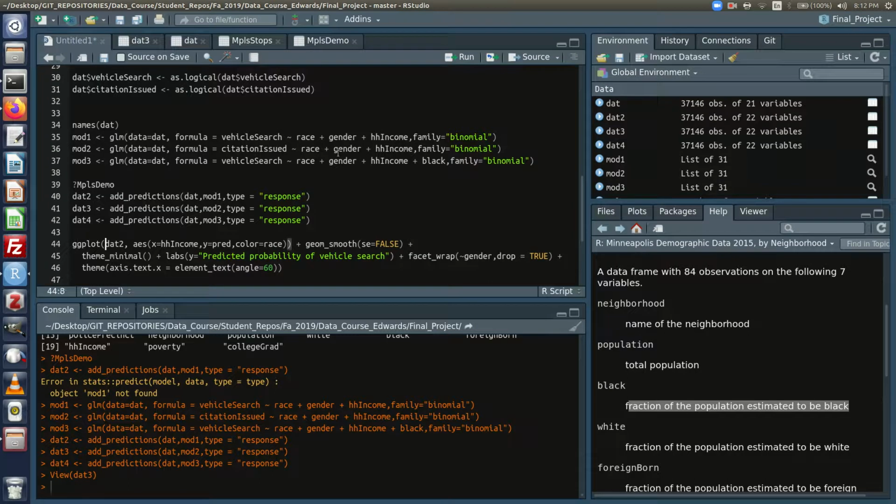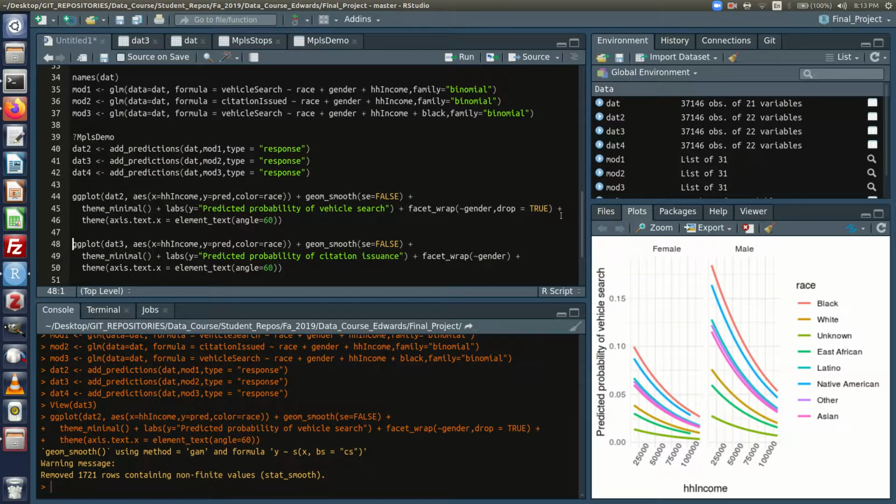Now let's take a look at a plot. I'm going to look at DAT2. That was the one predicting vehicle search based on race, gender, and household income. On my x-axis, I'm going to do household income, a nice continuous variable. Y will be pred, so the predicted probability of a vehicle being searched. And I'm going to color it by race, draw a smooth line, and then make it look pretty, and facet it based on gender. Well, here we go.